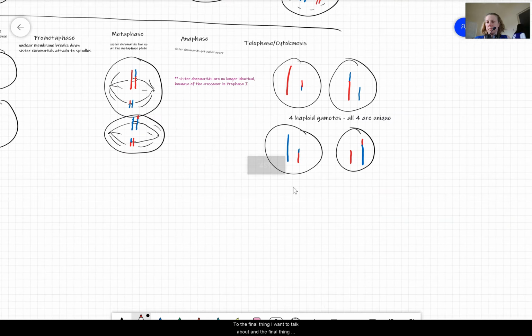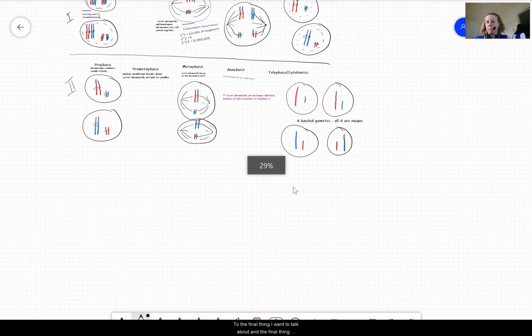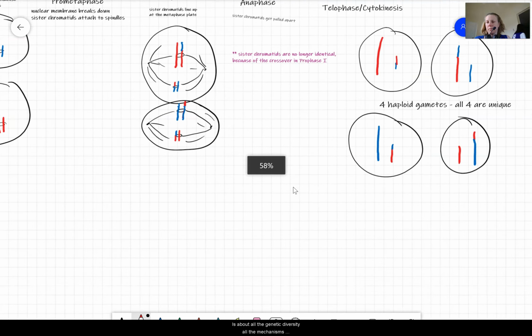So the final thing I want to talk about, and the final thing I want to point out, is about all the mechanisms for genetic diversity.